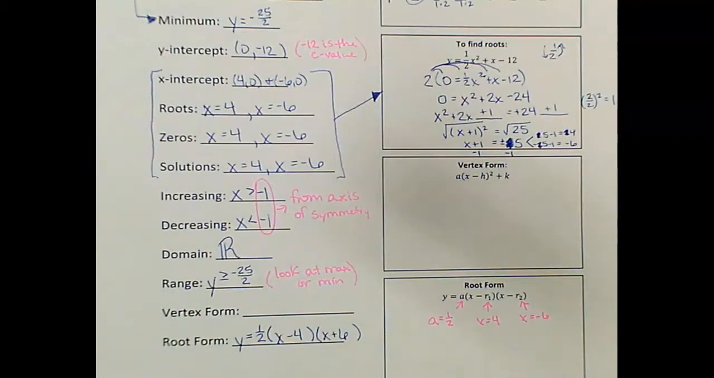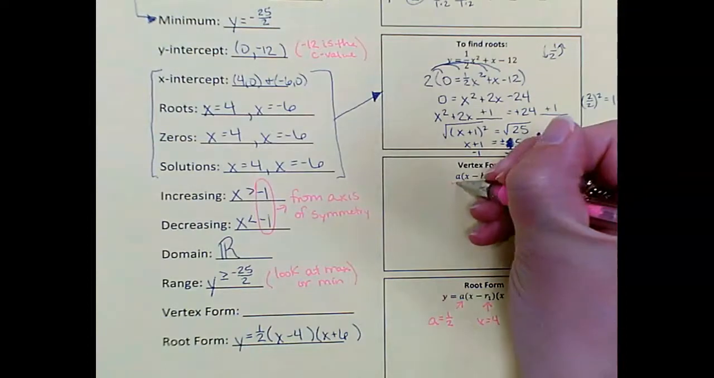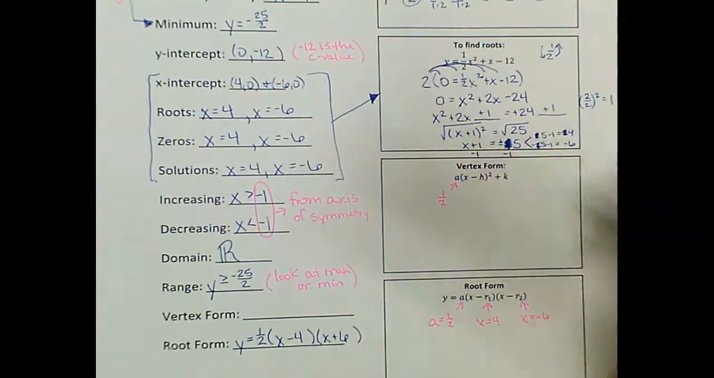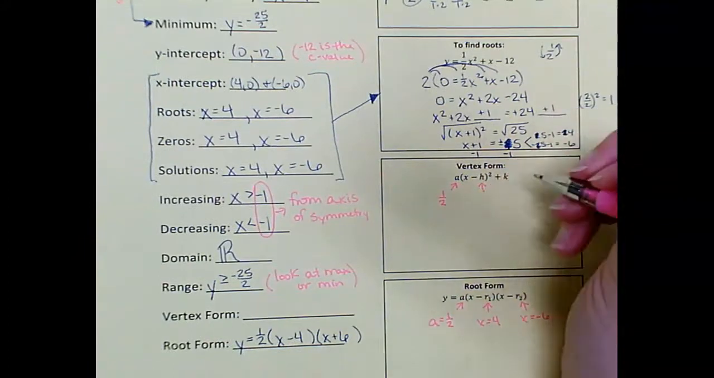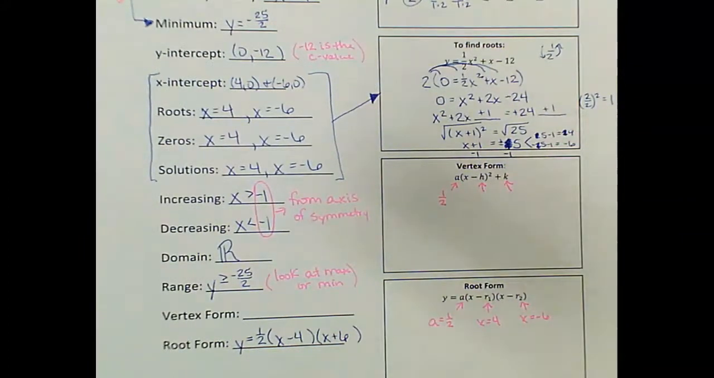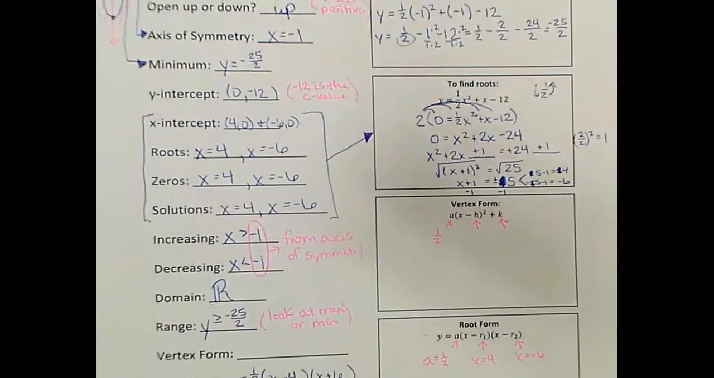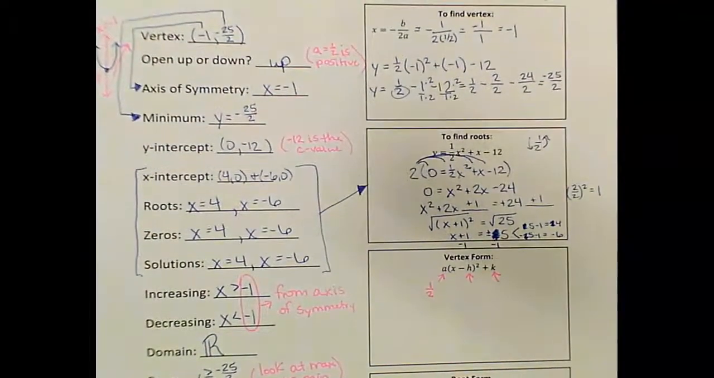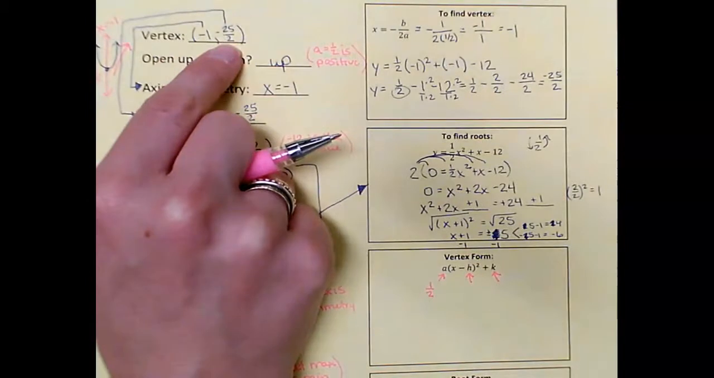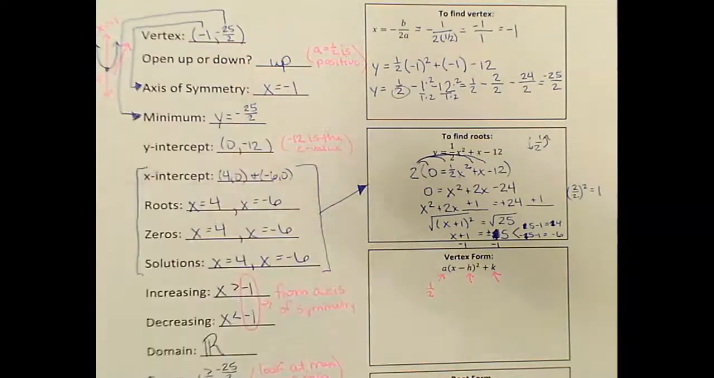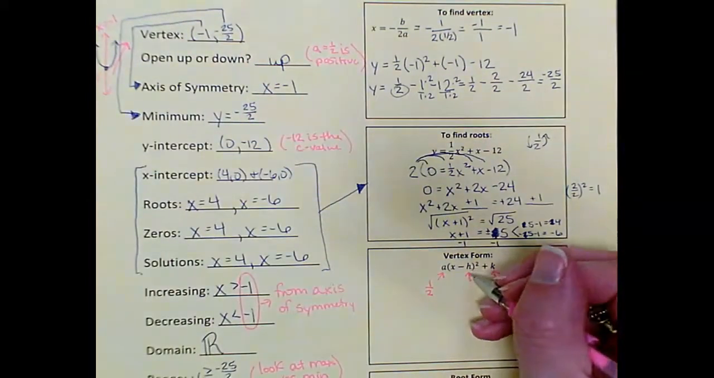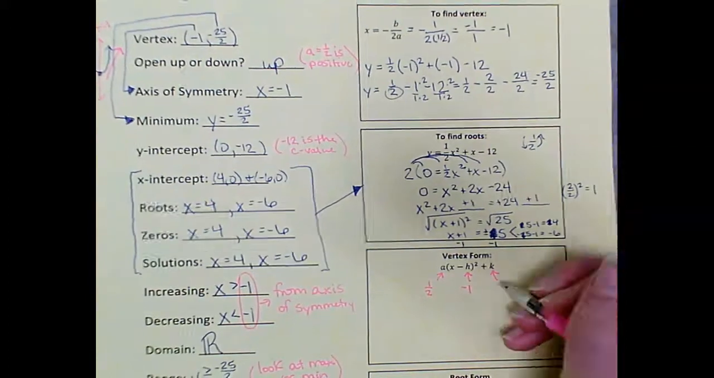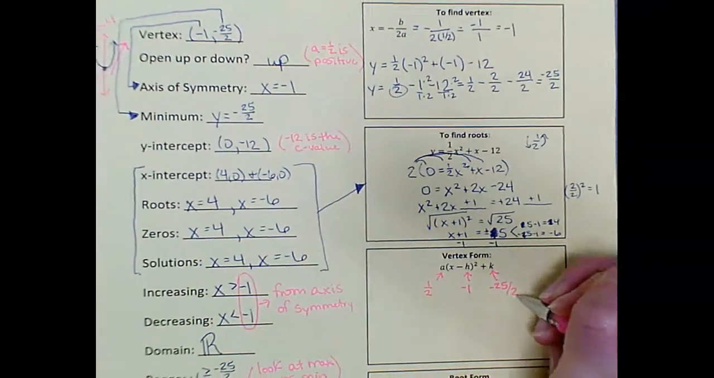And then finally, we need vertex form. So let's go ahead and substitute all the pieces where they belong. A is 1/2. H and K come from the vertex. Remember, the vertex was, there we go, -1, comma, negative 25 halves. So this should be -1, and this should be negative 25 halves.